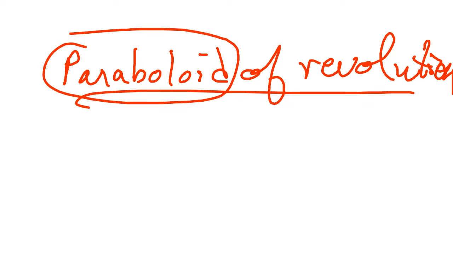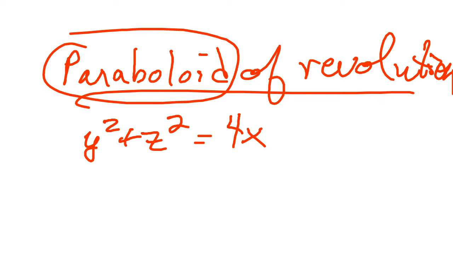I'm just going to give an example of this paraboloid of revolution. I'm going to use the one that's in the book, y squared plus z squared equals 4x. So here in this case, we have all three variables, which is a little bit different. It's not just a cylinder that we're creating. So how do we deal with something like this?